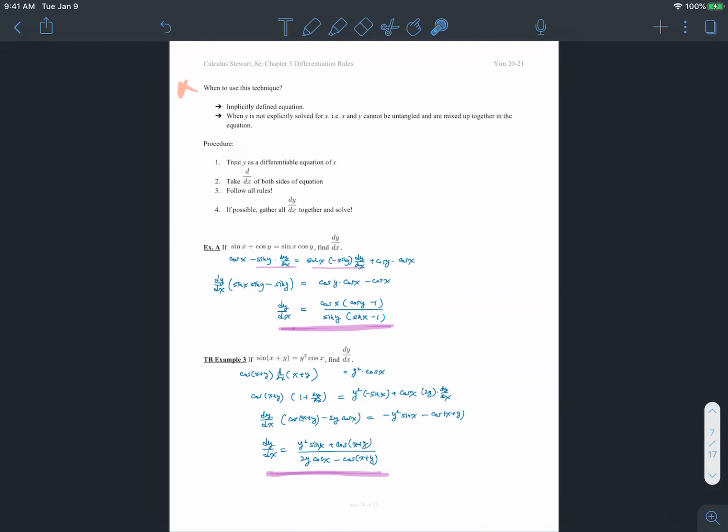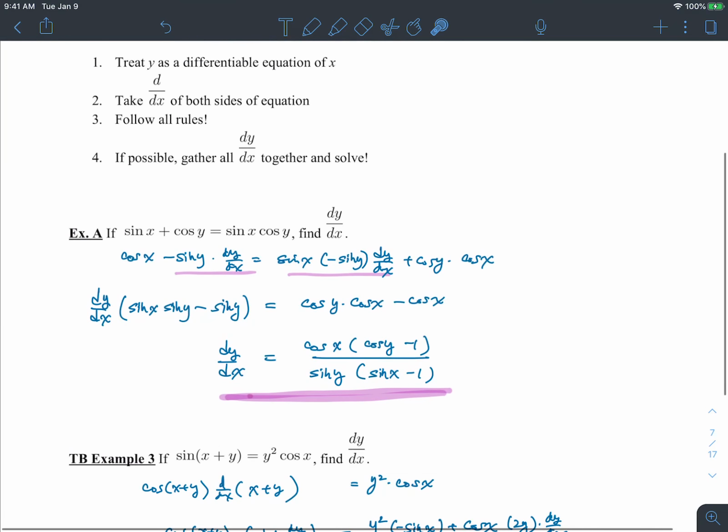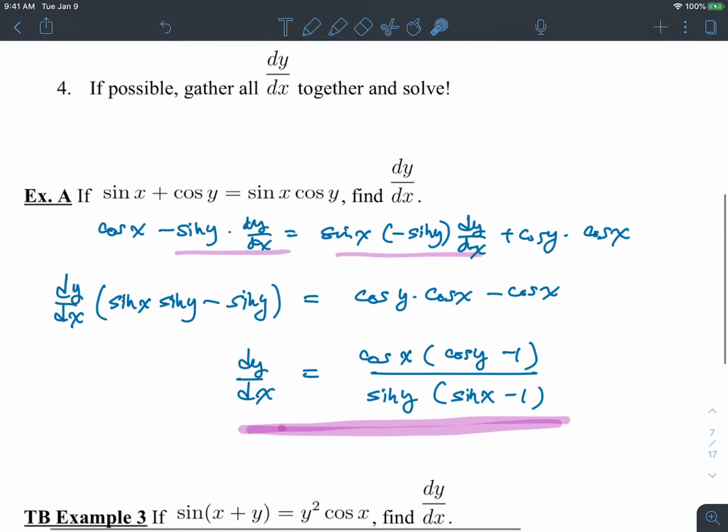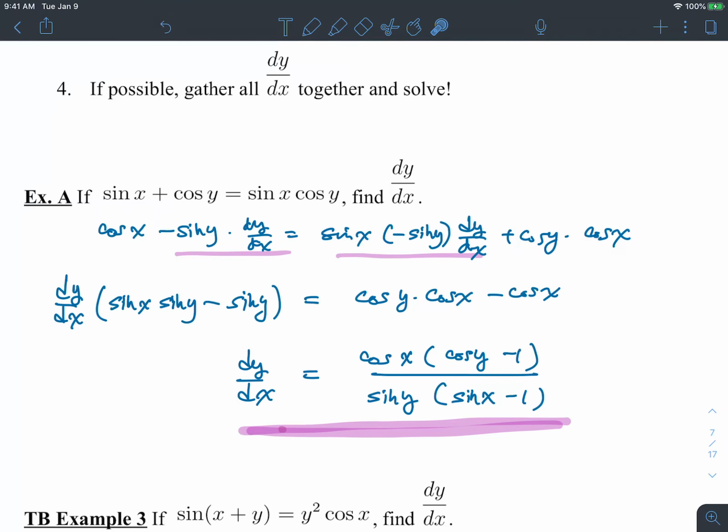All right, guys, when you have done so, this is what you should have gotten. The derivative of that is cosine of x. The derivative of that is negative sine of y times dy/dx. And there's a product over here: it's the sine of x times the derivative of that, which is negative sine of y dy/dx. And then the second one, cosine of y times the derivative of that, which is cosine of x. I underline the dy/dx.